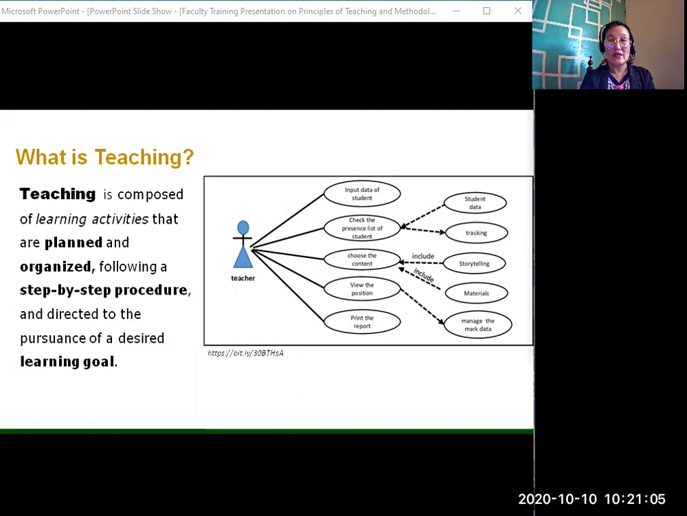We can see from the illustration the different activities a teacher is typically doing related to their obligations or main designation and in the performance of teaching.